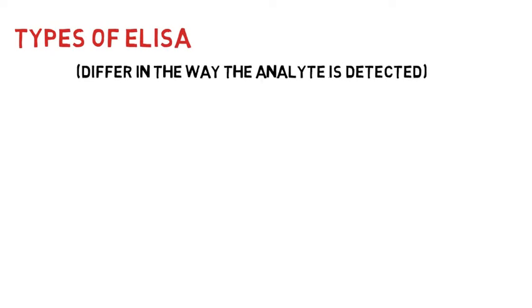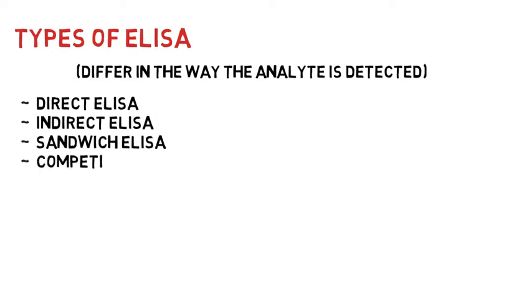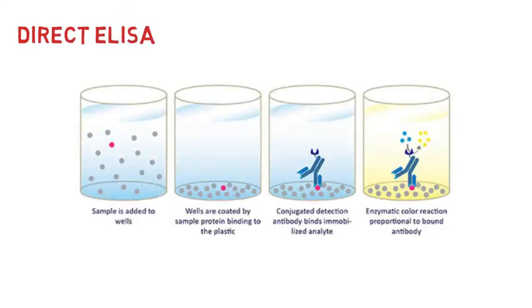There are several types of ELISA that differ in the way the analyte is detected. The most common types are direct ELISA, indirect ELISA, sandwich, and competitive ELISA. In case of direct ELISA, as the sample is added into the well, antigens from the sample get immobilized on the plate. Then enzyme conjugated antibody specific to the antigen is added. The wash is given to remove unbound antibodies. Substrate is added and a color reaction takes place.